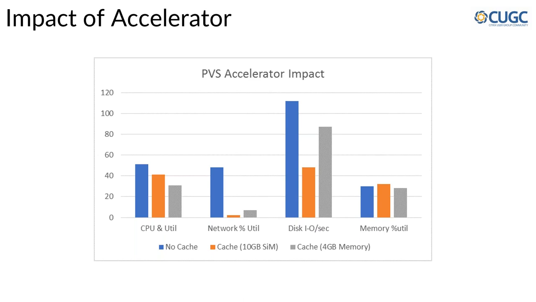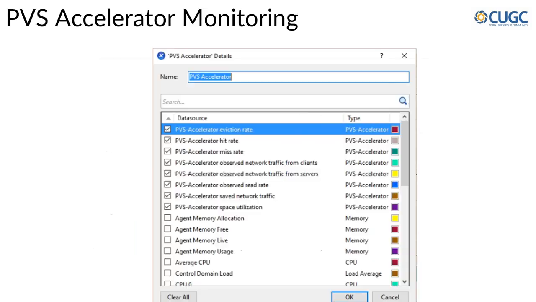Because the PVS accelerator capability in Zen Server is caching that information, it doesn't need to go across the network. So you improve the boot delivery time, reduce the CPU on the PVS server, and improve the performance and consistency of delivery for your end users.